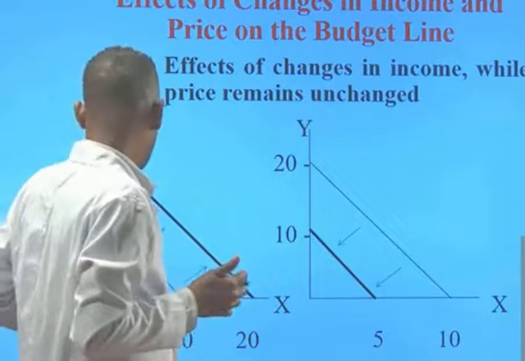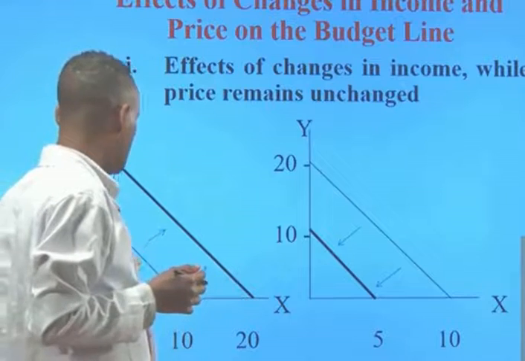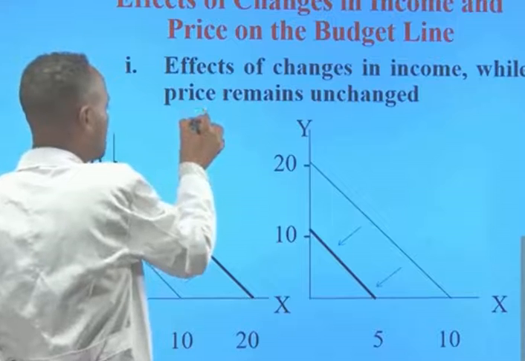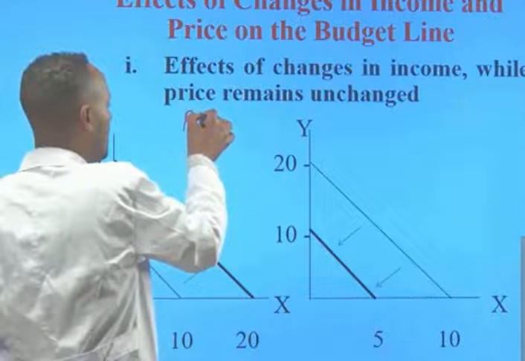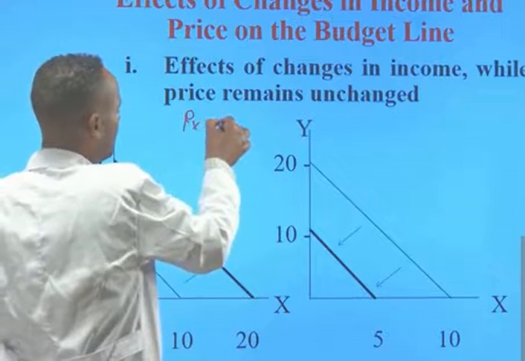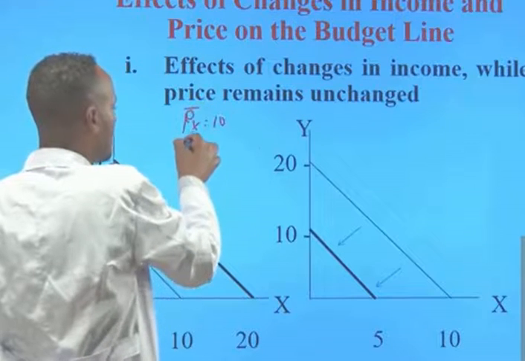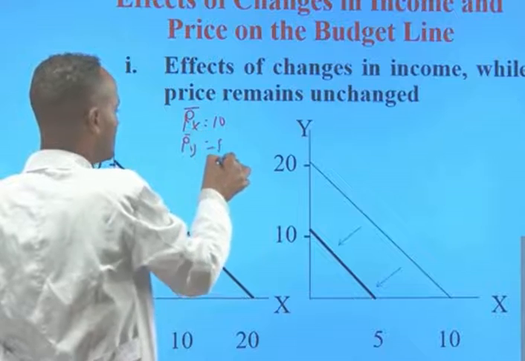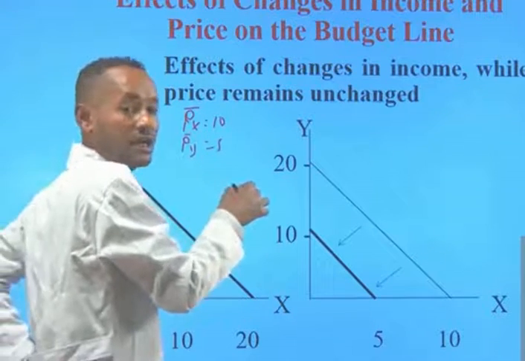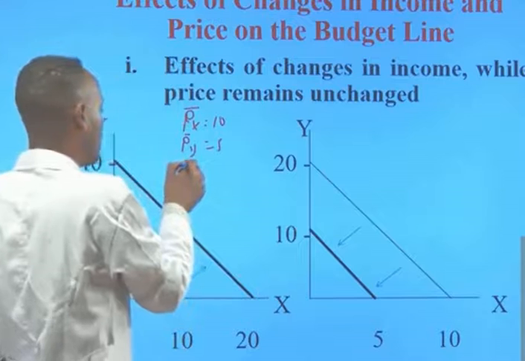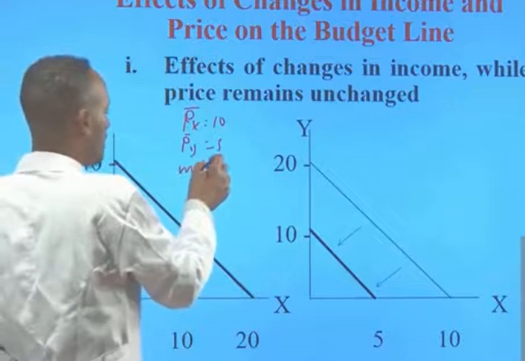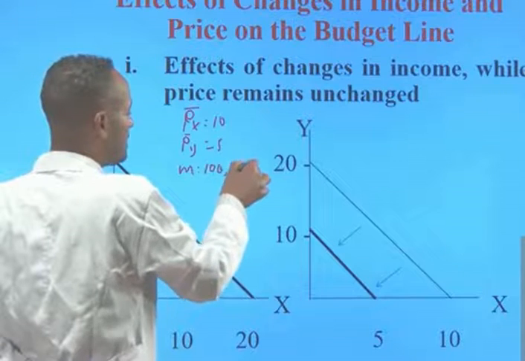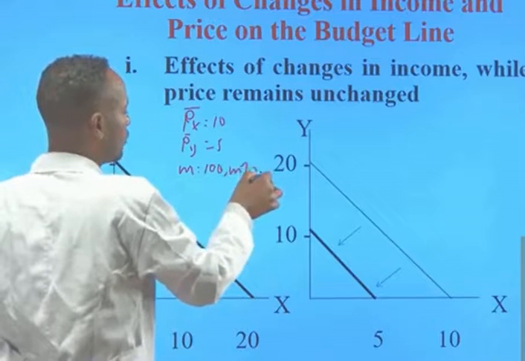Here, this is the original budget line, and there is no change in the price of X. It was initially 10 birr, it remains unchanged, and the price of commodity Y is 5 birr, it remains unchanged. The only factor that will be changed here is income of a consumer. Income of a consumer was 100 birr. Let's say now the income is doubled and it increased to 200 birr.